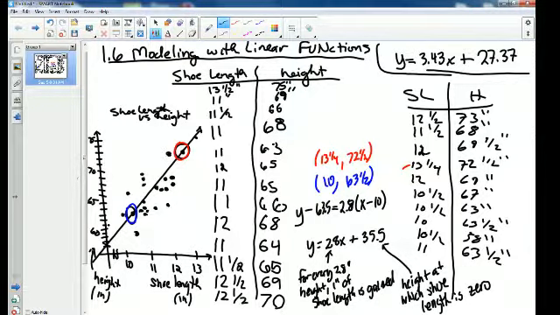Okay, so what do we notice here? A little bit different, right? The y-intercept is a little bit different. This is steeper, right? So 3.43 inches per inch of height.